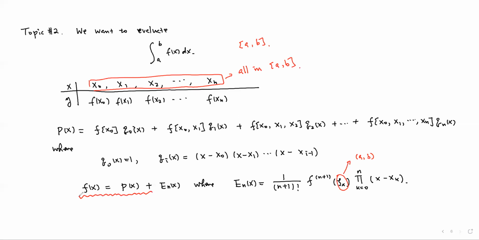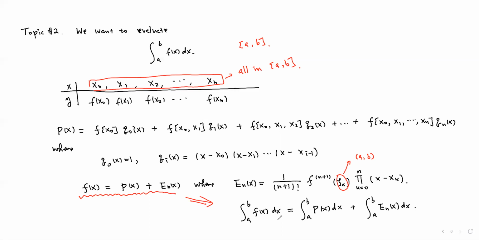Now to get a formula to evaluate this integral, I take the integral on this equation. Then we have integral from a to b of f of x is equal to integral from a to b of p, the interpolation polynomial, plus integral on the error term. If I drop the error term, then we have a numerical formula to evaluate the integral.